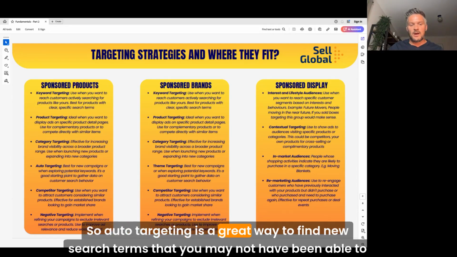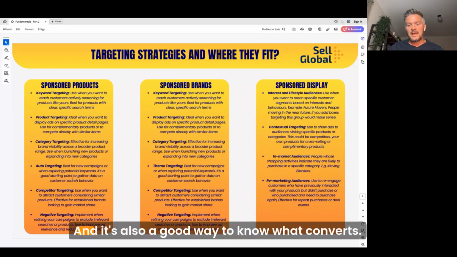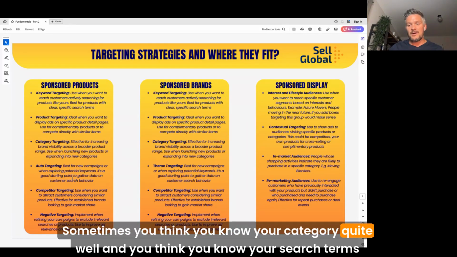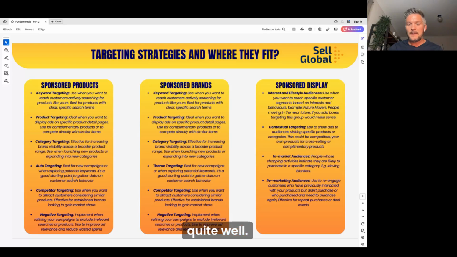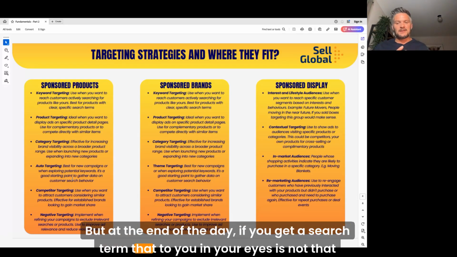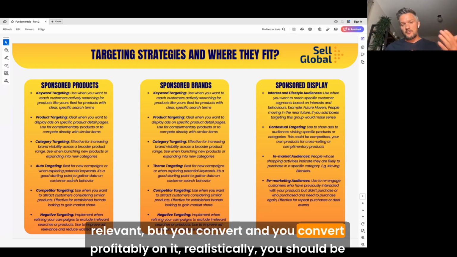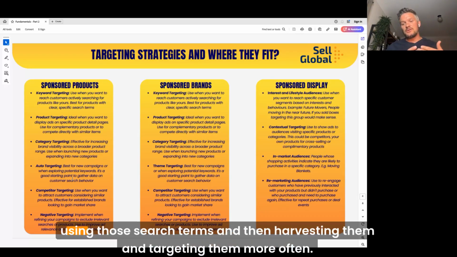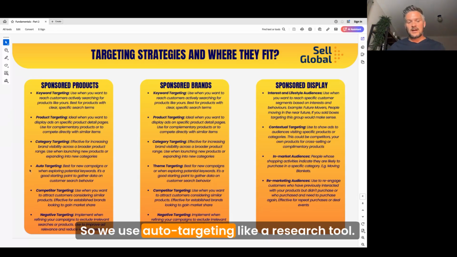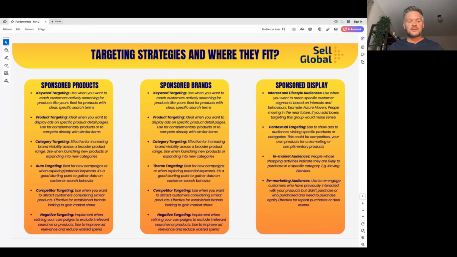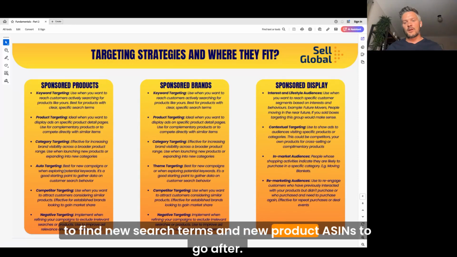So auto targeting is a great way to find new search terms that you may not have been able to find before. And it's also a good way to know what converts. Sometimes you think you know your category quite well and you think you know your search terms quite well. But at the end of the day, if you get a search term that, in your eyes, is not that relevant, but you convert and you convert profitably on it, realistically, you should be using those search terms and then harvesting them and targeting them more often. So we use auto-targeting like a research tool to find new search terms and new product ASINs to go after.